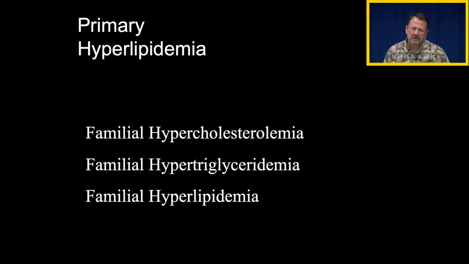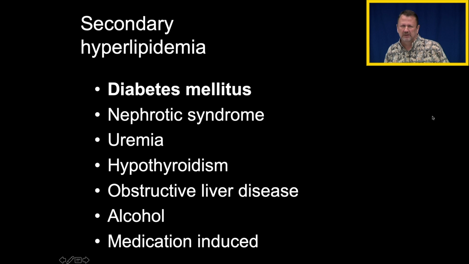Primary hyperlipidemia is inherited. It can be high cholesterol. Maybe we'll call that hypercholesterolemia. Maybe we'll call it hypertriglyceridemia. We can call either one hyperlipidemia. You can have one or the other and have hyperlipidemia. You can have both and have hyperlipidemia. Usually we see one or the other, but sometimes we see both hypercholesterolemia and hypertriglyceridemia. But again, these are familial. That means they run in the family.